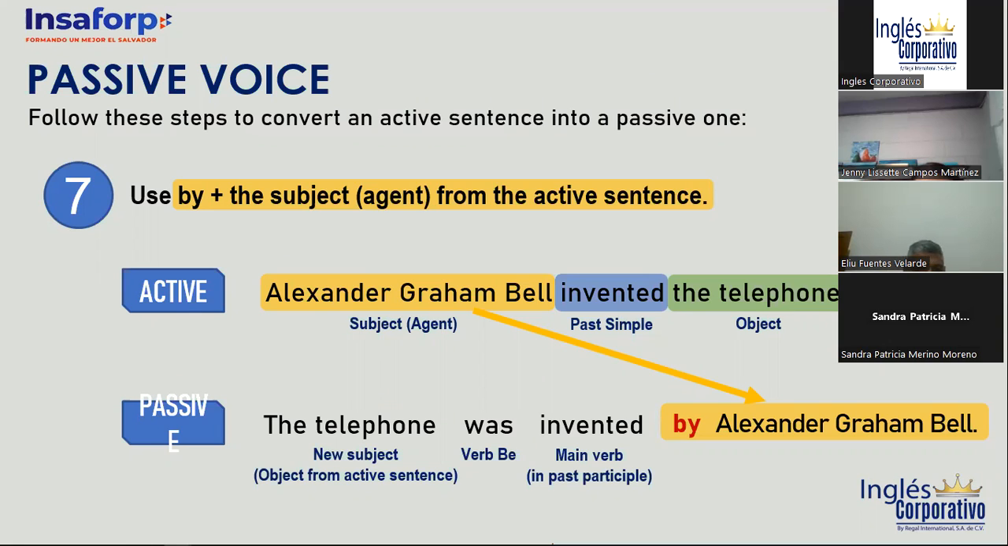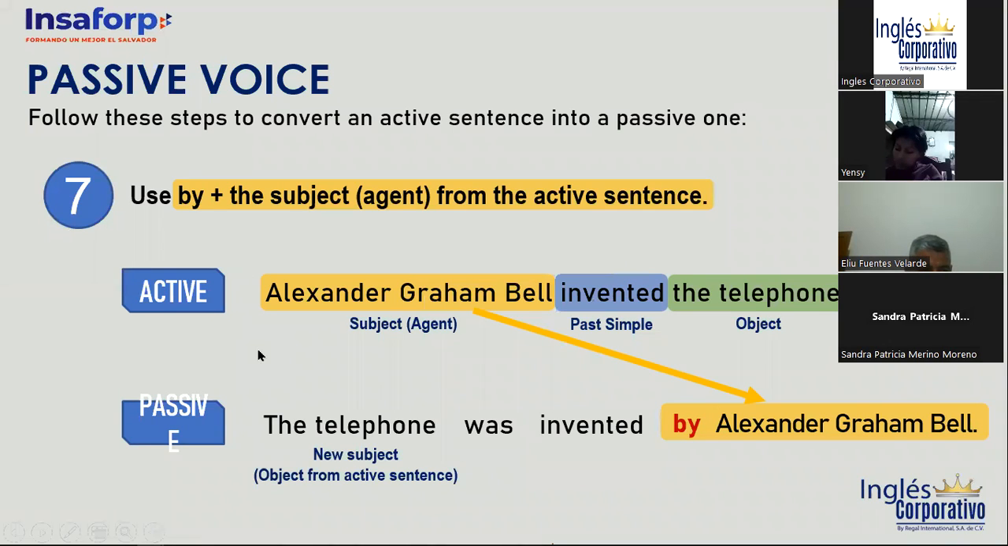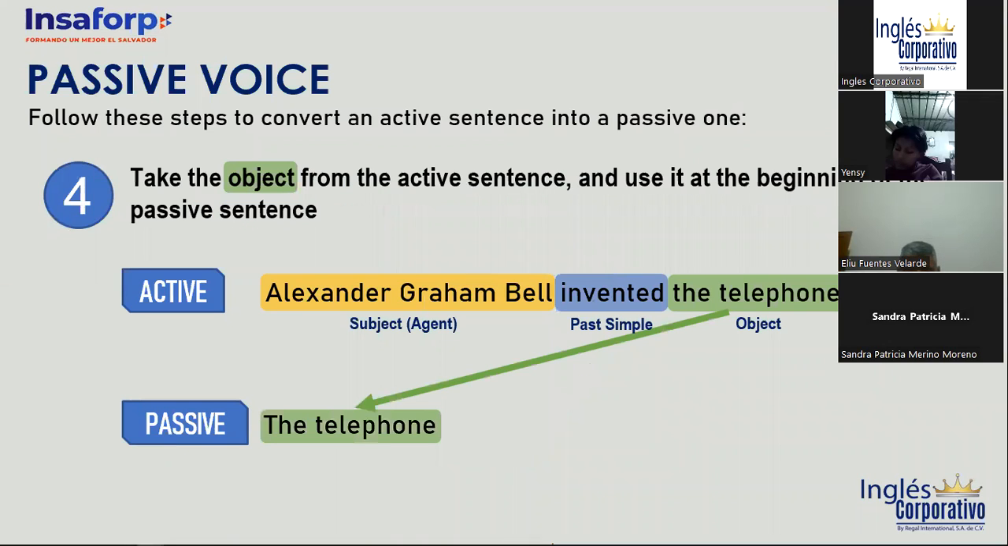Mm-hmm. In the passive voice, in this case, there are 2 subjects. Are there 2 subjects? No, in this case, we have 2 different things. Something that we need to remember, and I'm going to go back here, okay, is that when we're talking about the passive voice, the object of the active sentence becomes the subject. O sea, en la activa, tengo Alexander Graham Bell invented the telephone. El sujeto de la voz activa se convierte en un agente. Un agente en la voz pasiva es aquel que ejecuta esa acción, ¿verdad? Entonces, prácticamente el sujeto de la voz pasiva es el objeto de la voz activa. Entonces, no es que tenga 2 sujetos, sino que cumplen 2 funciones diferentes.